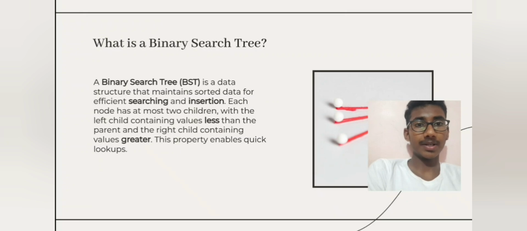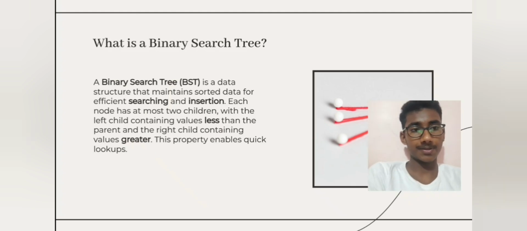Discuss what is a binary search tree. A binary search tree is a data structure that maintains stored data for efficient searching and insertion. Each node has at most two children, with the left child containing values less than the parent and the right child containing values greater. This property enables quick lookups.